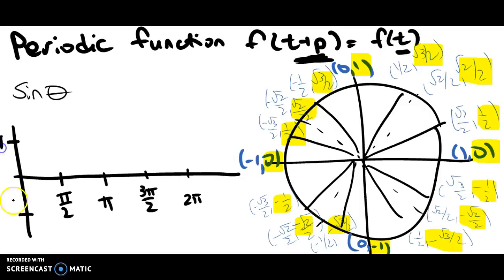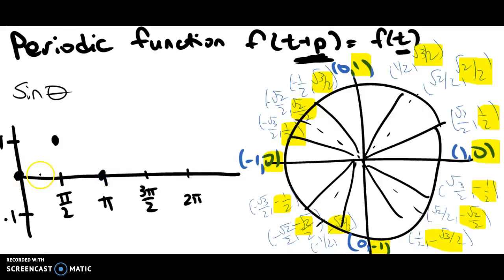So this is 1 up here, and this is negative 1. Our sine starts at 0, and I'm just going to jump all the way up to pi over 2. Obviously there are points in between, like 0.5 at 30 degrees, or 0.7 at pi over 4, but I'm just going to jump. So we have 0, and then at pi over 2 we have 1, getting closer and closer to 1. Then at pi, we get back to 0.